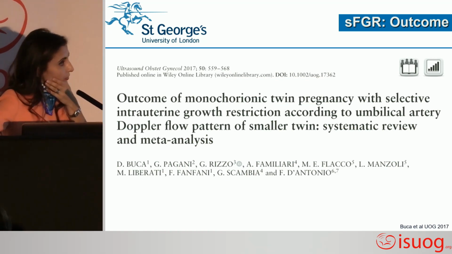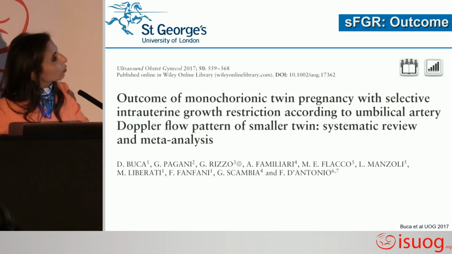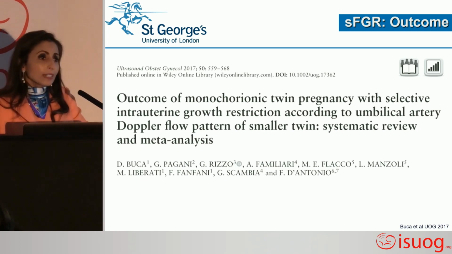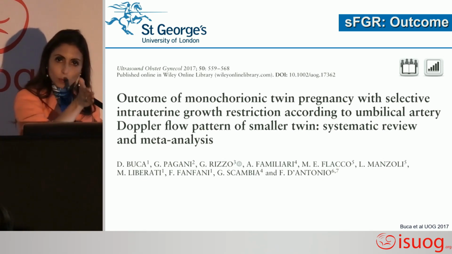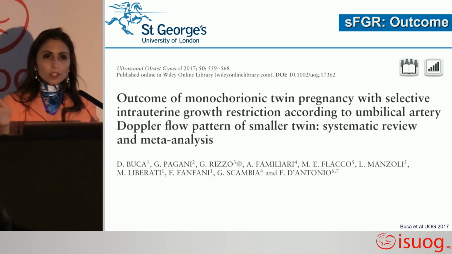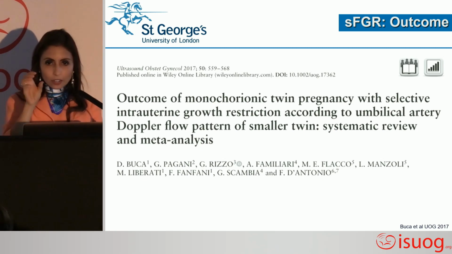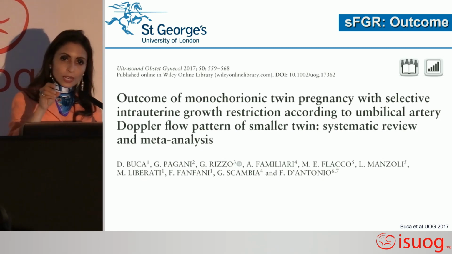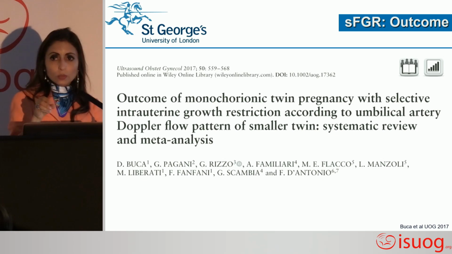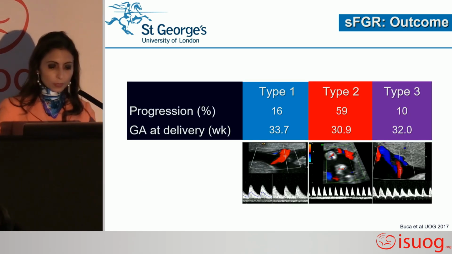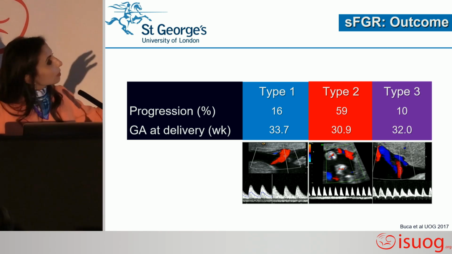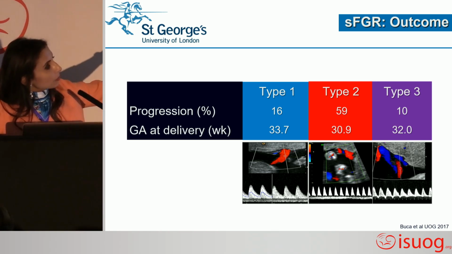And then in 2017, this meta-analysis was published in the White Journal, which was quite nice, looking at the outcomes according to the type, type 1, type 2, and type 3, because you need to tailor your counseling according to the specific condition that you see this woman with. And the counseling obviously would vary so much between type 1, type 2, and type 3. So in this meta-analysis, this was the progression: about 15% in type 1, about 60% in type 2, about 10% in type 3.